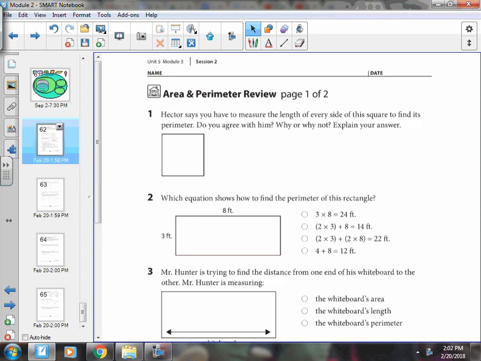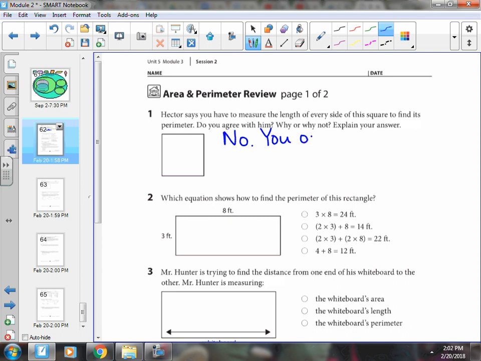Number 1, Hector says you have to measure the length of every side of this square to find the perimeter. Do you agree with him? Why or why not? A square means all the sides are the same length, and 4 right angles of course, but since all the sides are the same length, I'm going to say no. You only have to measure one side, and add that number 4 times.